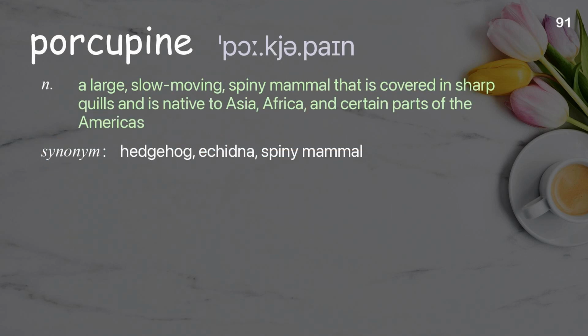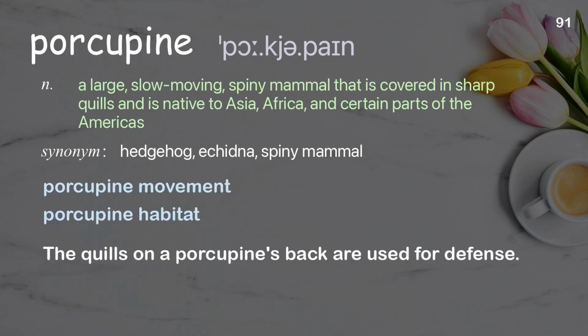Porcupine: a large, slow-moving, spiny mammal that is covered in sharp quills and is native to Asia, Africa, and certain parts of the Americas. Examples: porcupine movement, porcupine habitat. The quills on a porcupine's back are used for defense.